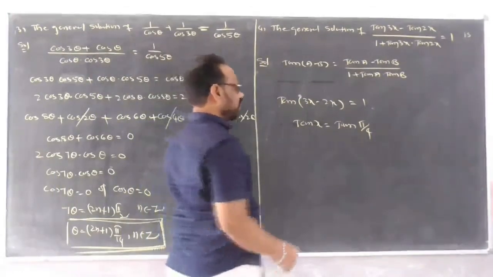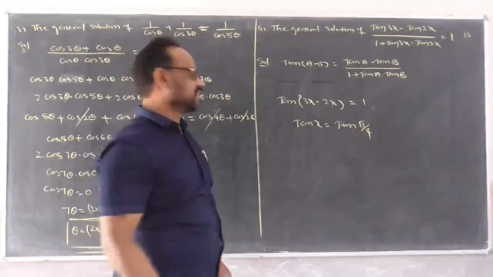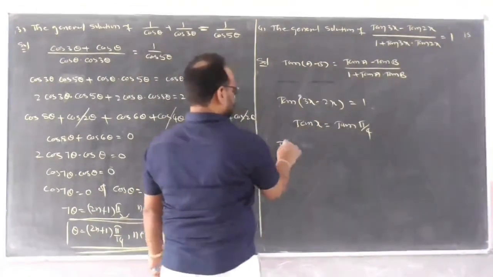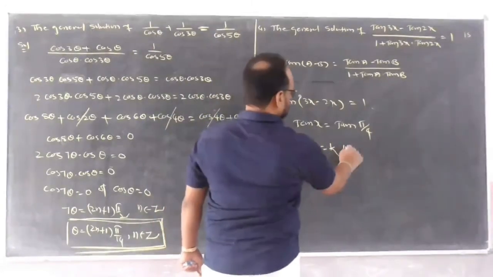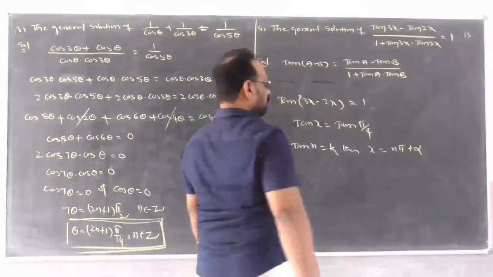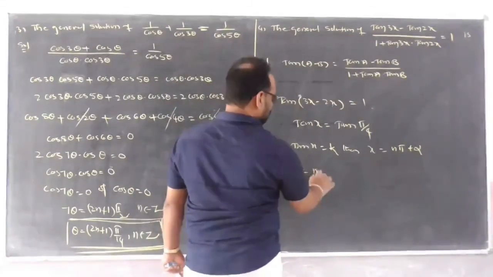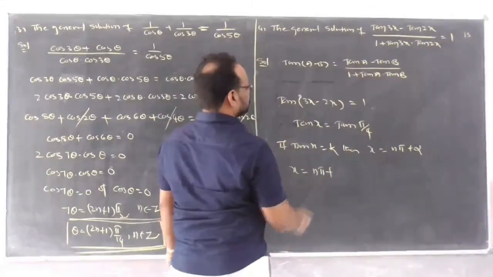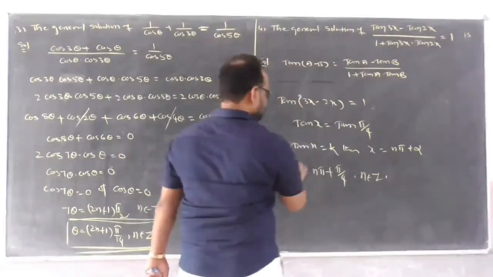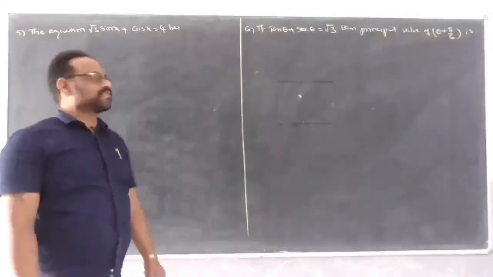What is the general solution of tan x is equal to tan alpha? If tan x is equal to k, then x is equal to n pi plus alpha, which is the general solution. So we want the general solution, that is x is equal to n pi plus alpha. Alpha is here the principal solution, clearly pi by 4, where n belongs to Z. So n pi plus pi by 4 is the general solution of the given problem.